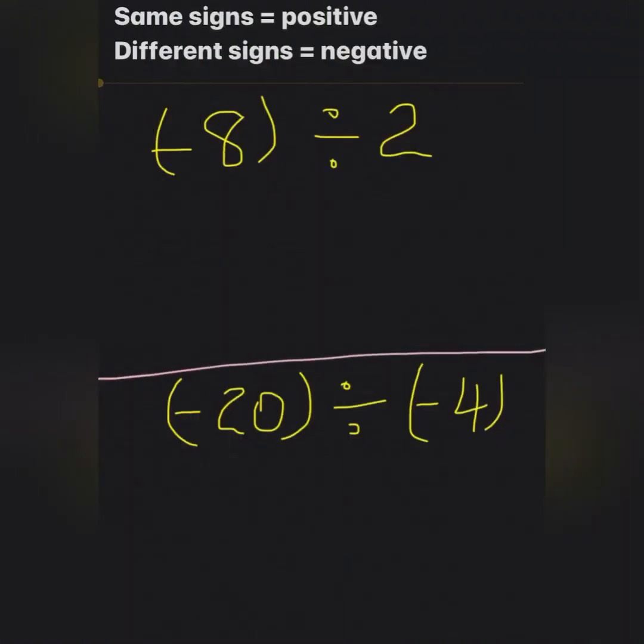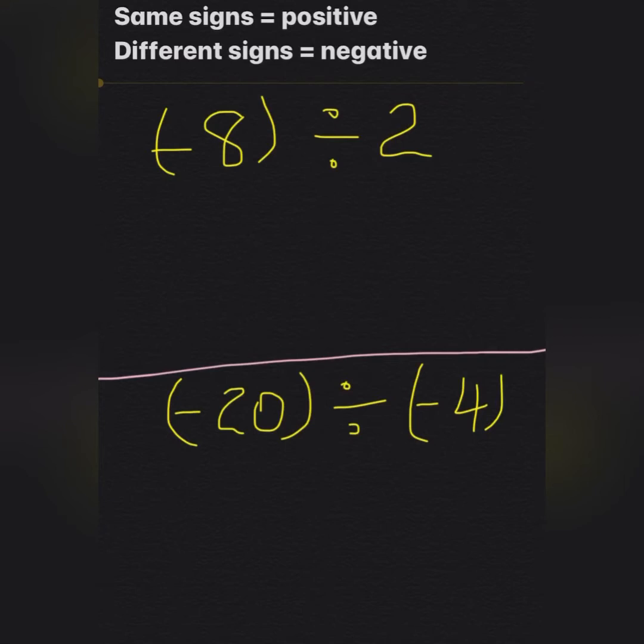Let's look at some examples. So remember, same signs positive, different signs negative, right? So to work questions, we just have to multiply and divide like we know how, and then identify which sign to attach to it. Now we have negative 8 divided by 2.